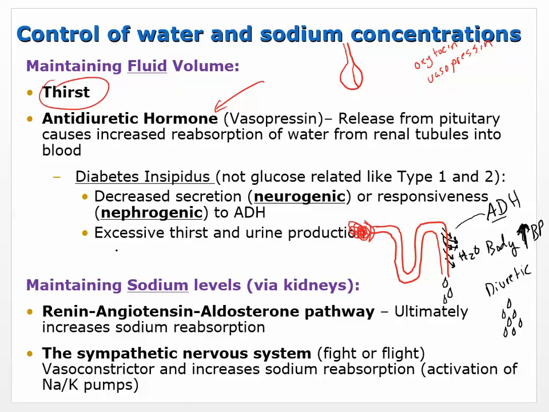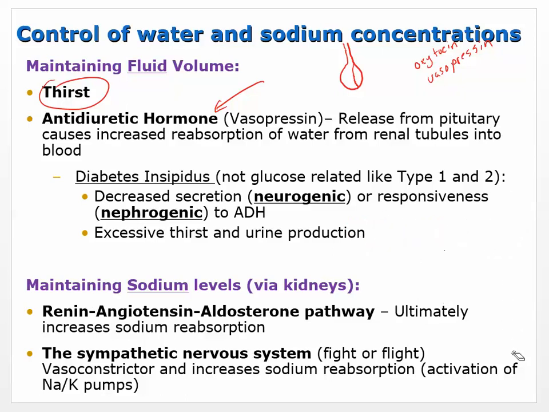Yeah. So excessive thirst and urine production can also change your fluid volume overall. I mean, that makes sense: if you're taking in more or less water, or you're urinating more or less, then that's clearly water changing levels. So, maintaining sodium levels. We also have the renin-angiotensin-aldosterone pathway.